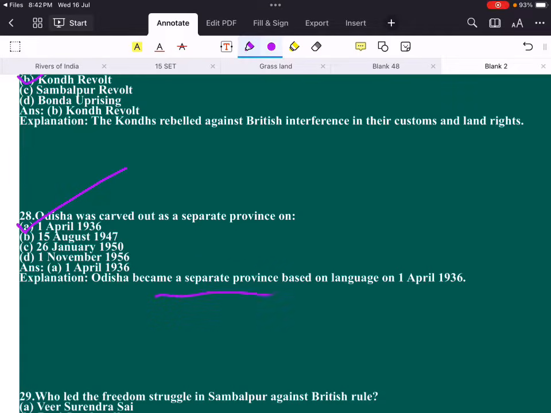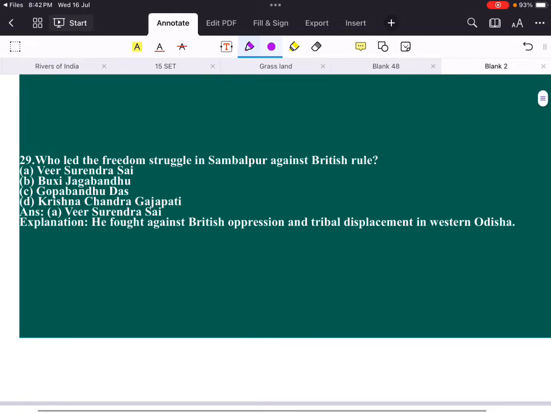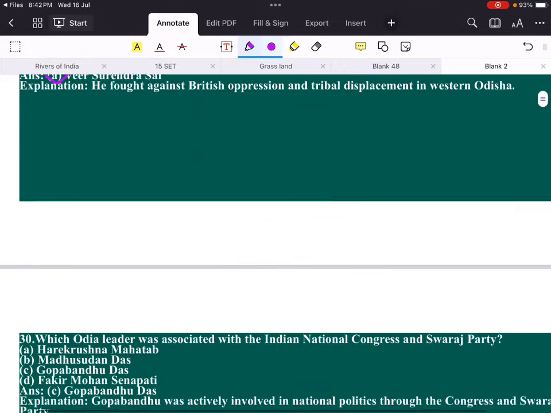Odisha became a separate province based on language on 1st April 1936. Who led the freedom struggle in Sambalpur against British rule? That is Veer Surendra Sai. Option A is the correct answer. He fought against British oppression and tribal displacement in western Odisha.